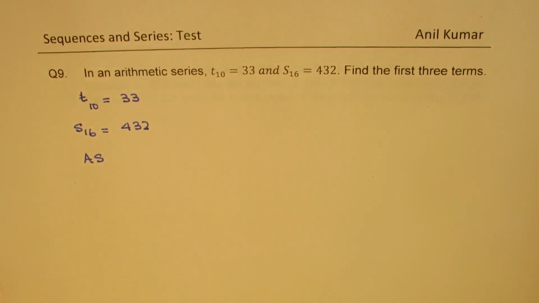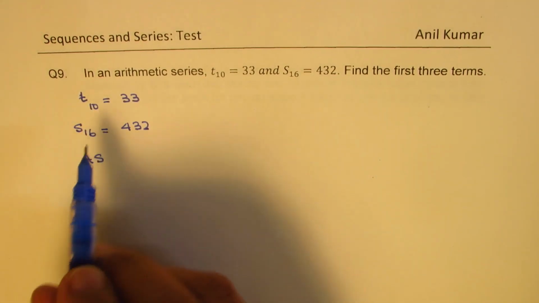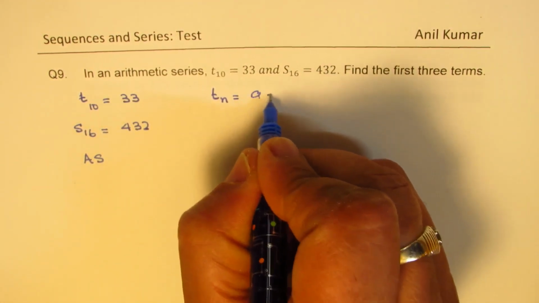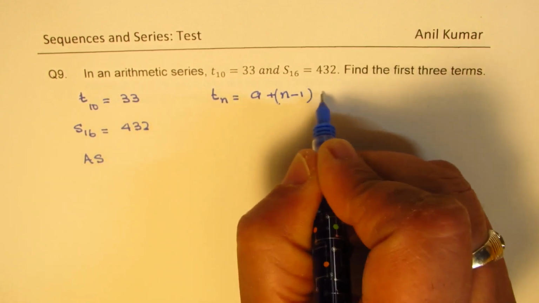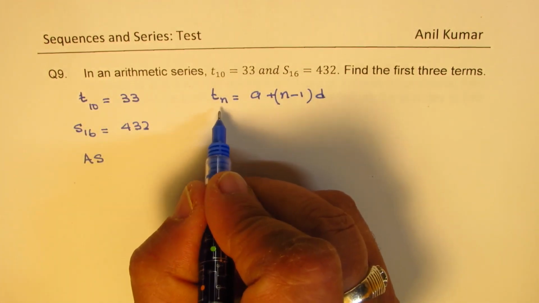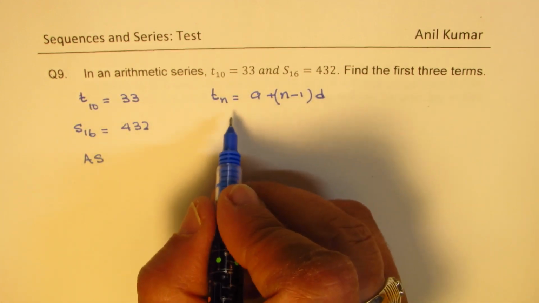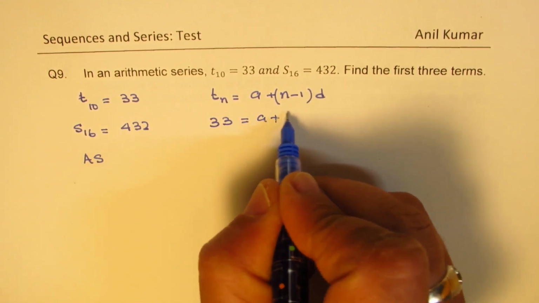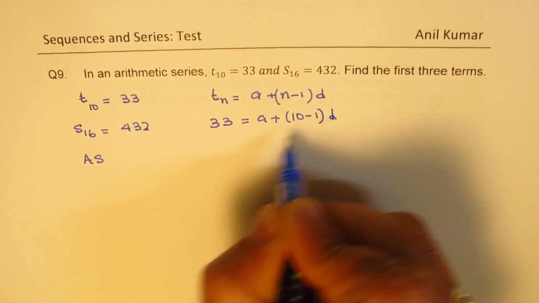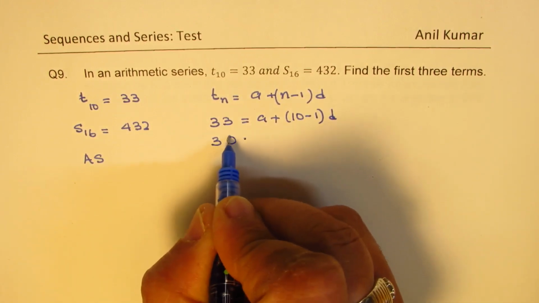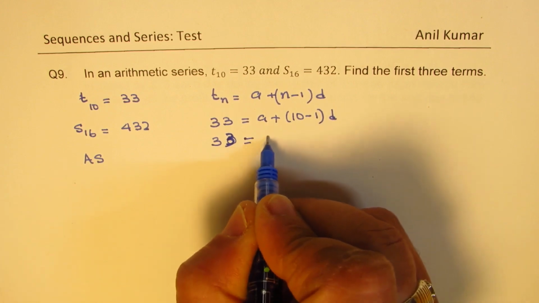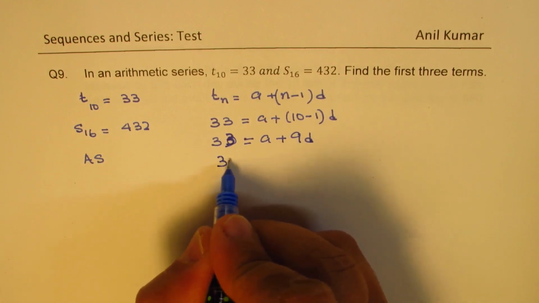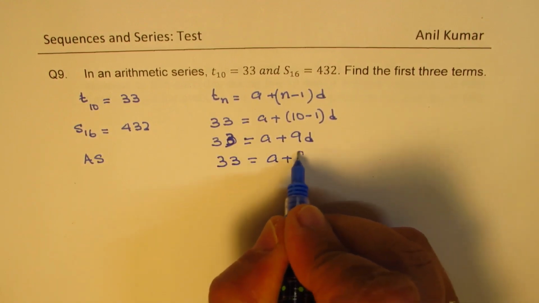In an arithmetic series, the formula for the terms is Tn equals a plus n minus 1 times d. So we can substitute these values. n is 10 for us, and Tn is 33. So we can write this as 33 equals a plus 10 minus 1 times d. That gives us an equation, 33 equals a plus 9d, right? We'll call this our equation 1. Let me rewrite this as 33 equals a plus 9d.